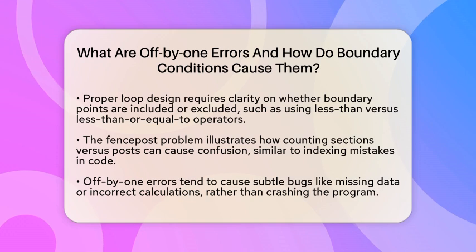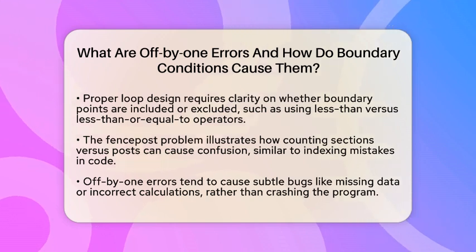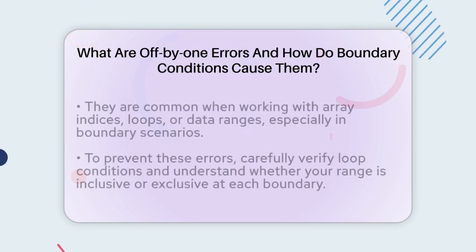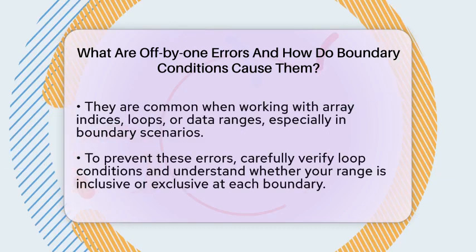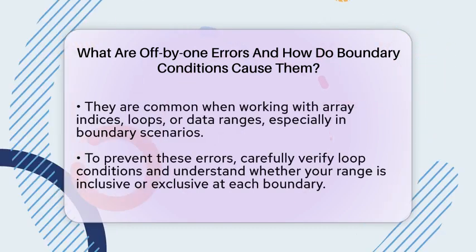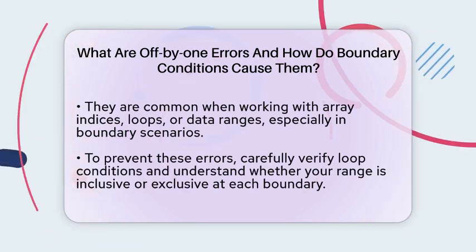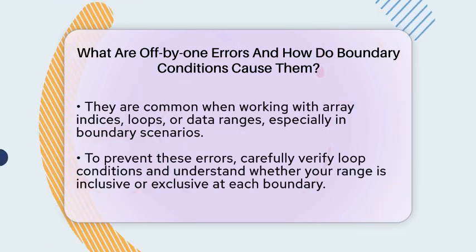Off-by-one errors are tricky because they don't usually crash your program. Instead, they cause subtle bugs like missing data or incorrect calculations. They are especially common when working with loops, array indices, or ranges.